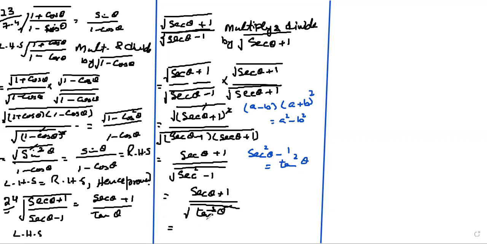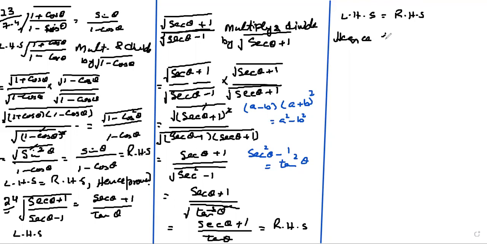We are left with secant theta plus 1 divided by the tangent theta, which is equals to right hand side. And so we have left hand side equals to right hand side. So hence prove the relation. We can write hence proved the relation.